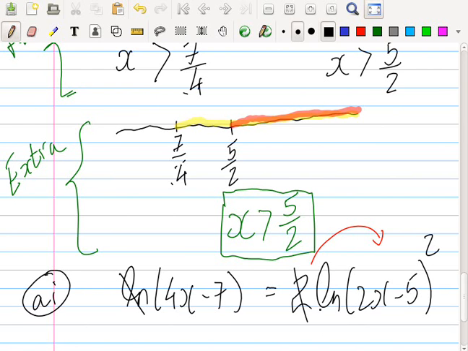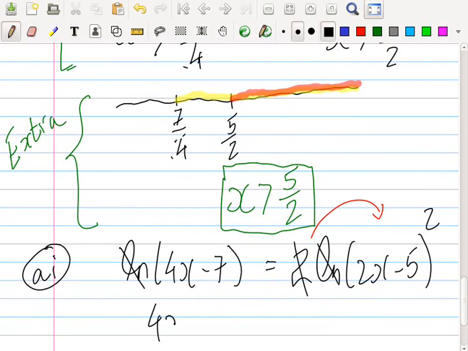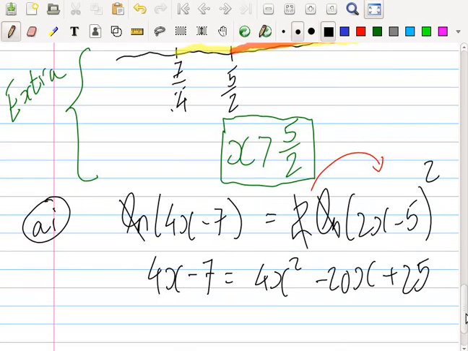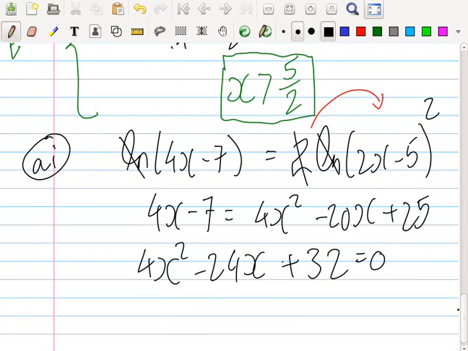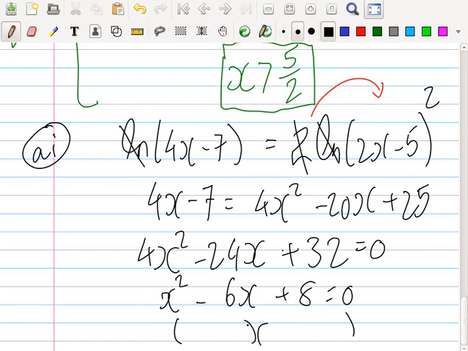So in fact, then I can cancel the logs here, and I get 4x minus 7 equals 4x squared minus 20x plus 25. See, I just squared that out as well. So I get 4x squared minus 24x, and what am I doing? I'm taking things to the right, plus 32 equals 0. Well, actually I can divide by 4. x squared minus 6x plus 8 equals 0. That looks kind of nice. 4 and 2, x minus 4, x minus 2.